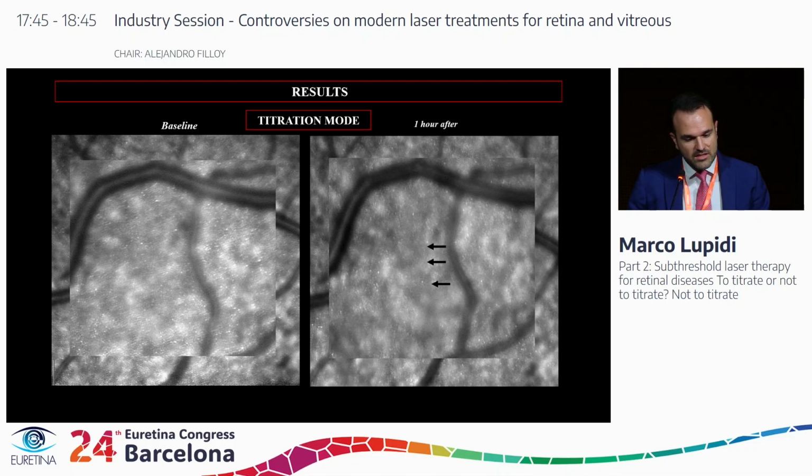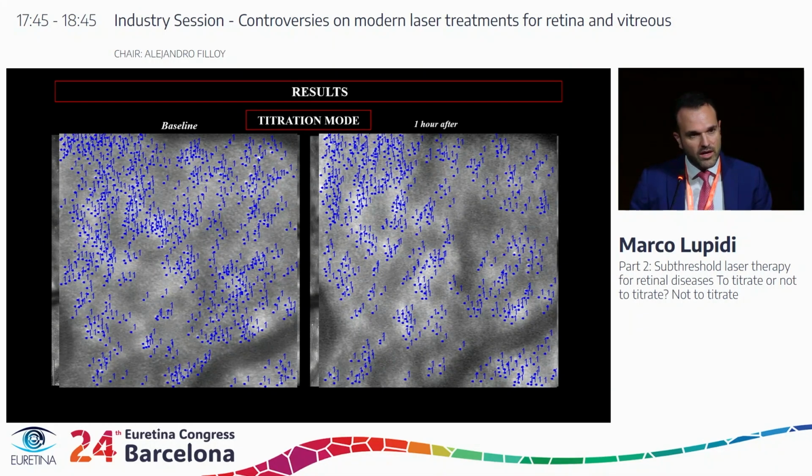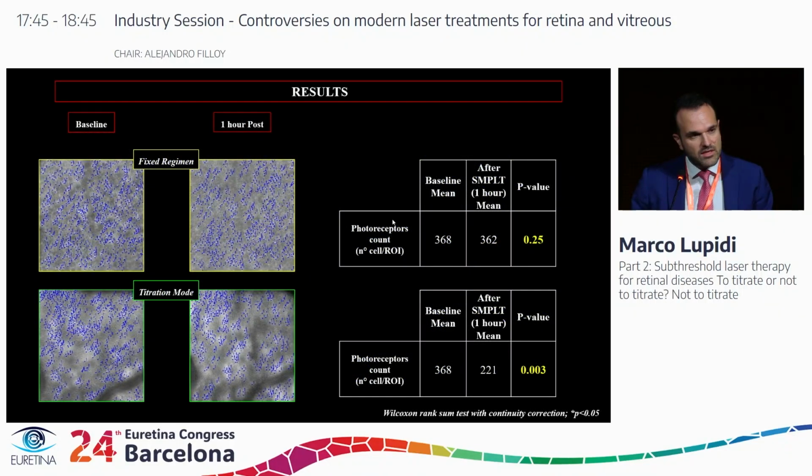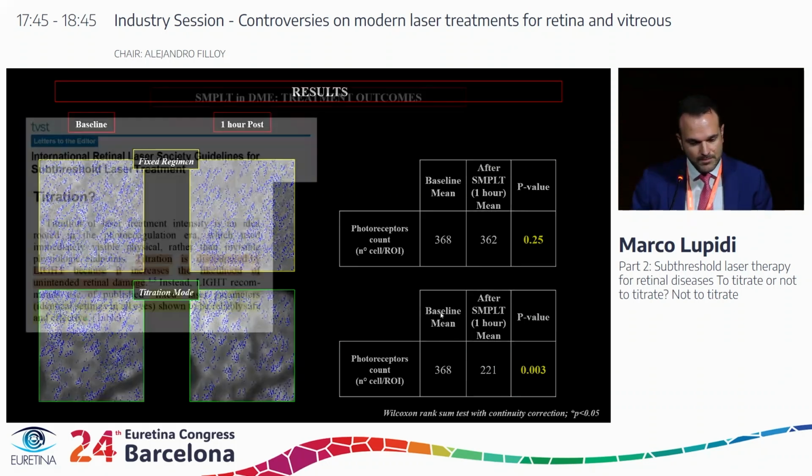And the count is also performed 1 hour after. For the quantification, we can clearly see in the table that there is no statistically significant difference in terms of photoreceptor count from baseline to 1 hour after the treatment, but this difference becomes statistically significant in the area treated with the subthreshold approach with a previous titration mode.